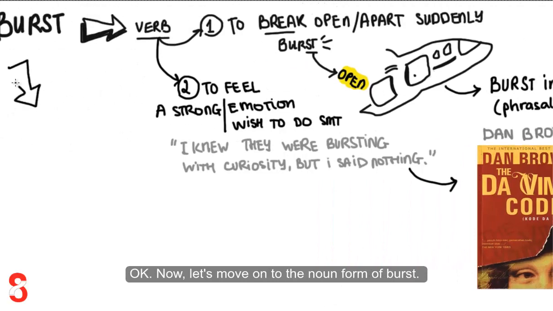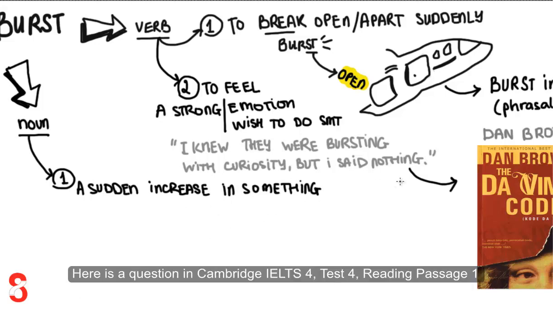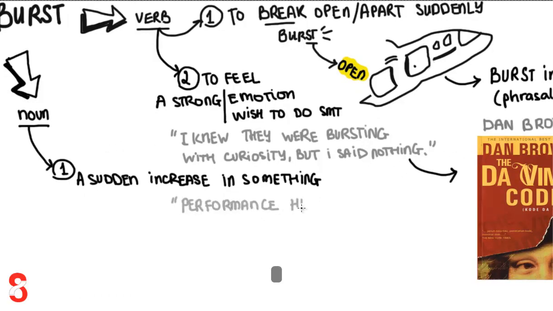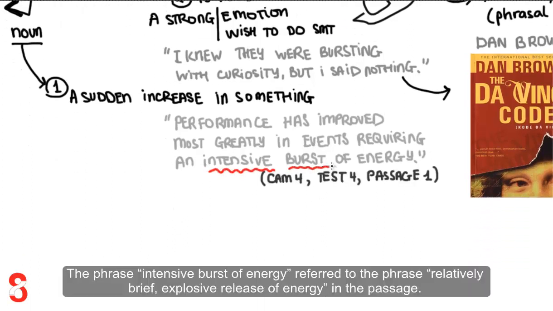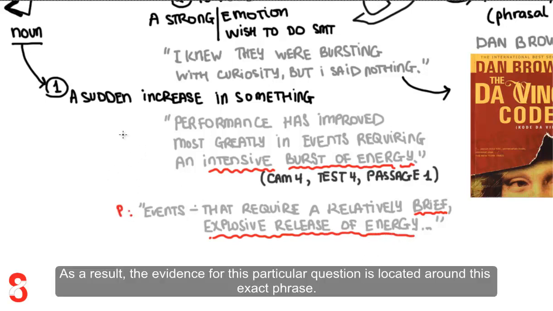Okay, now let's move on to the noun form of burst. The first meaning of this noun is a sudden increase in something, especially for a short period. Here is a question in Cambridge IELTS 4, Test 4, Reading Passage 1. Performance has improved most greatly in events requiring an intensive burst of energy. The phrase intensive burst of energy refers to the phrase brief, explosive release of energy in the passage. As a result, the evidence for this particular question is located around this exact phrase.